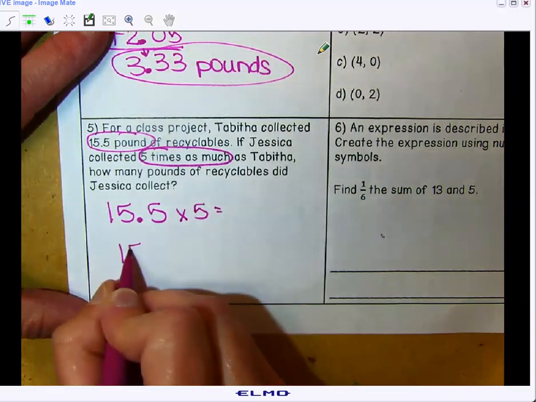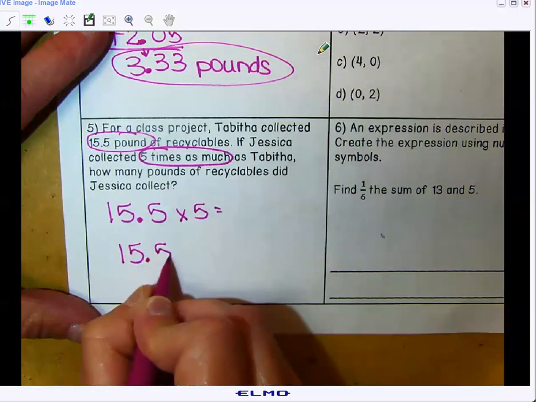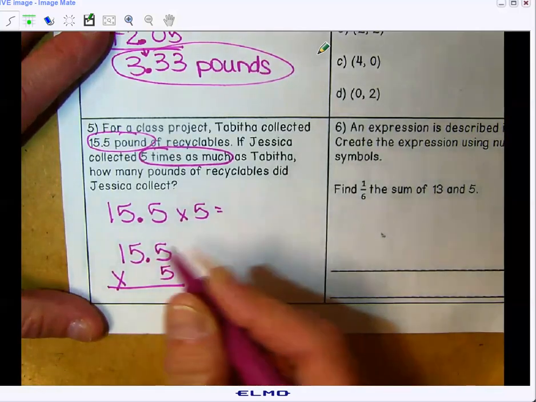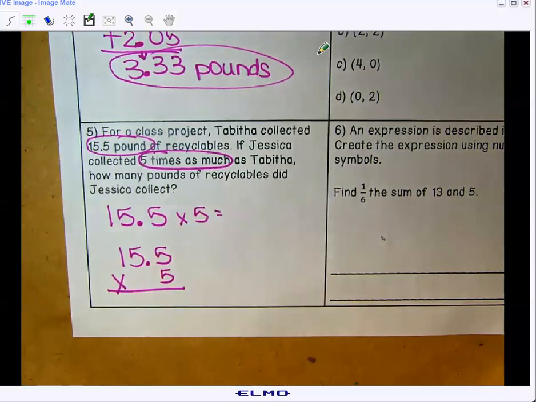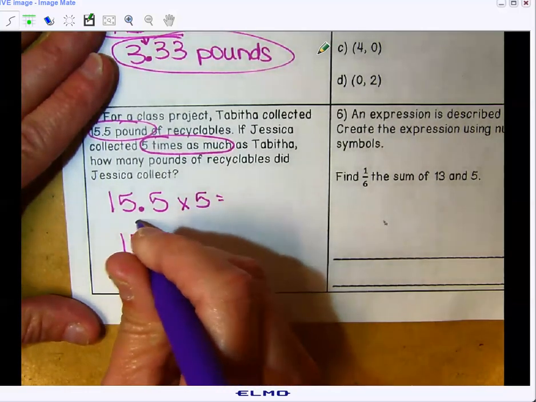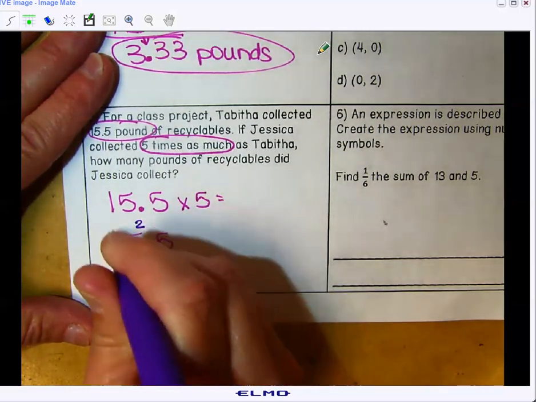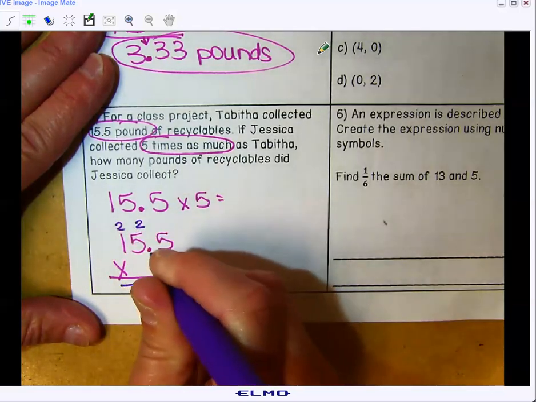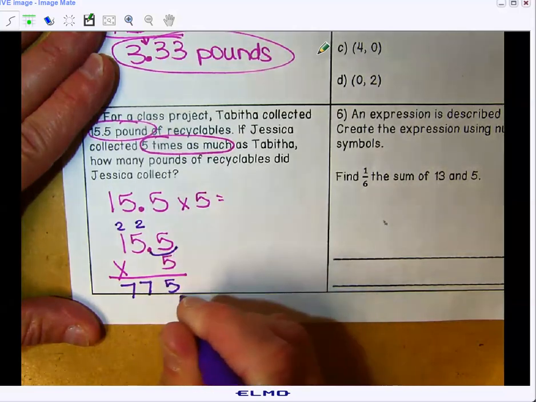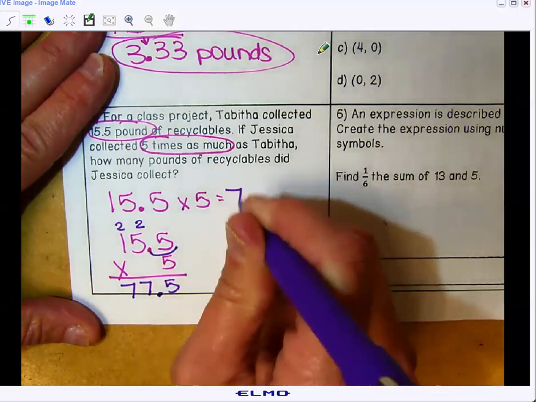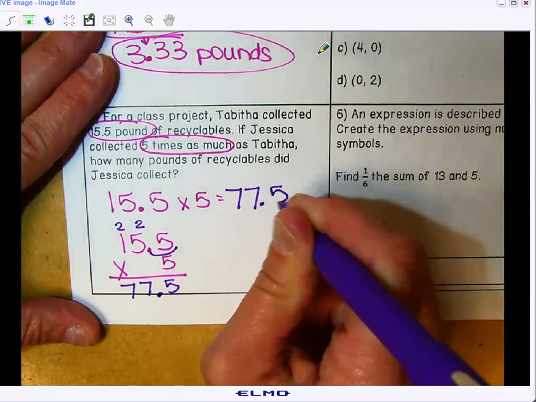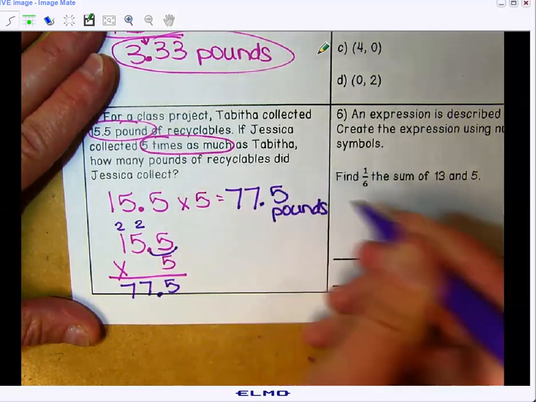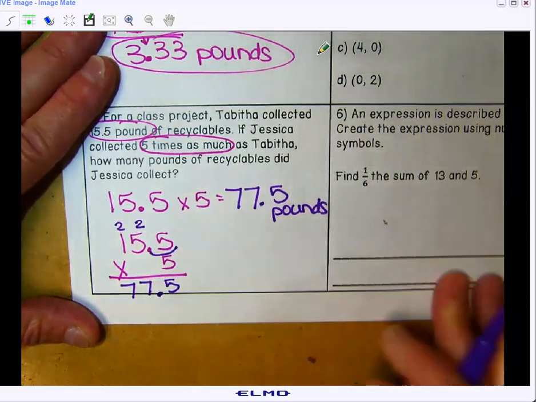So when we rewrite vertically, we don't have to line up the decimals or the place values. So we multiply like they are both whole numbers. So this would be 25, this would be 27, and that would be 7. And then our decimal place is going into the tenths. So 77.5 pounds of recyclables were collected.